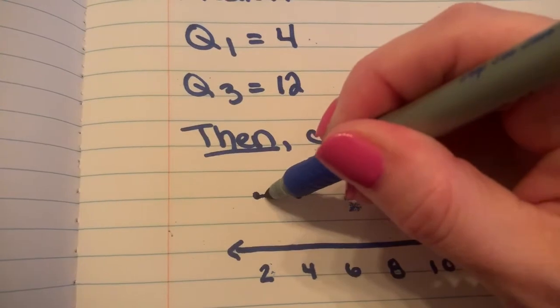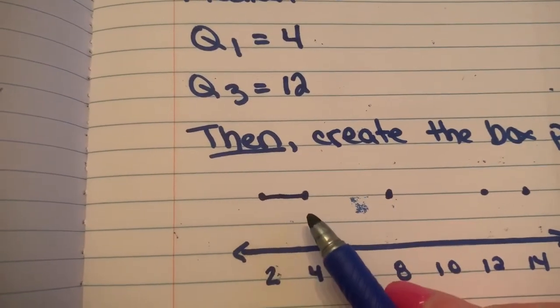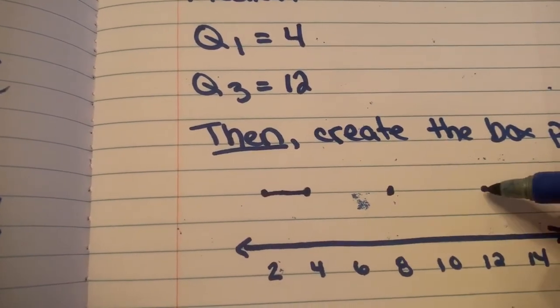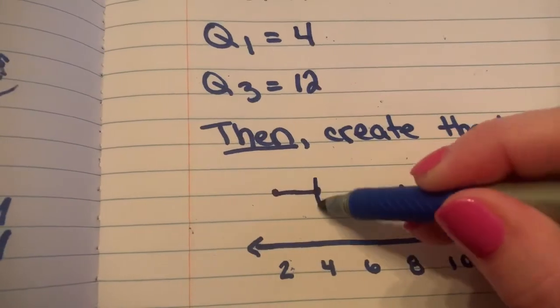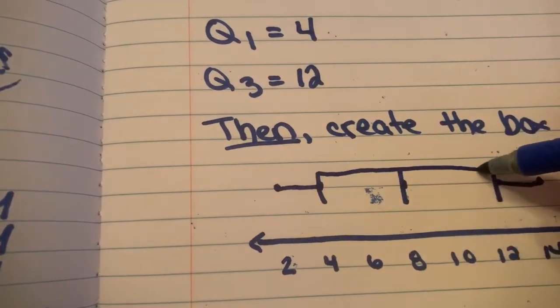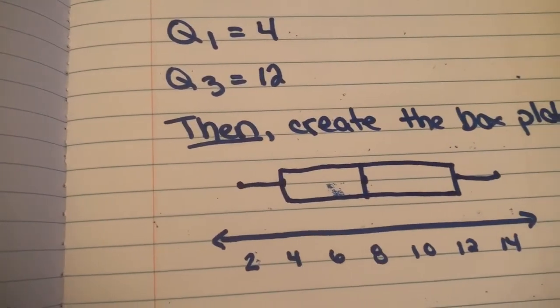And then I'm going to create a whisker from here to here, from our minimum value to our Q1, from here to here, which is our maximum value to our Q3, and then the box comes in the center. And that's our box and whisker plot.